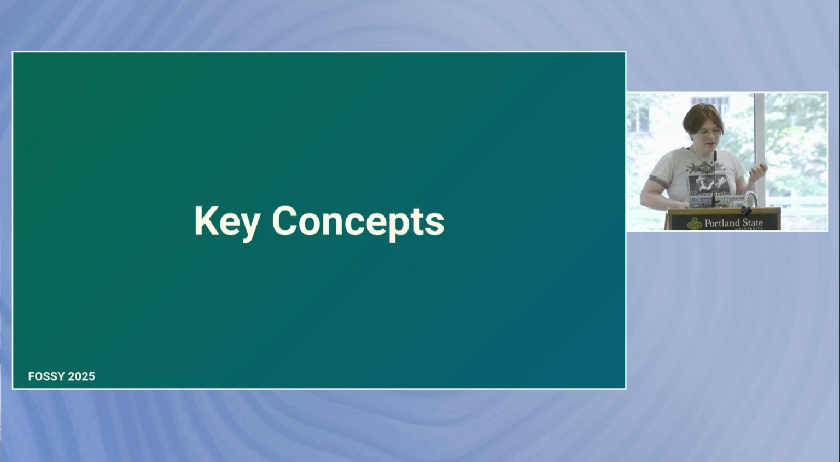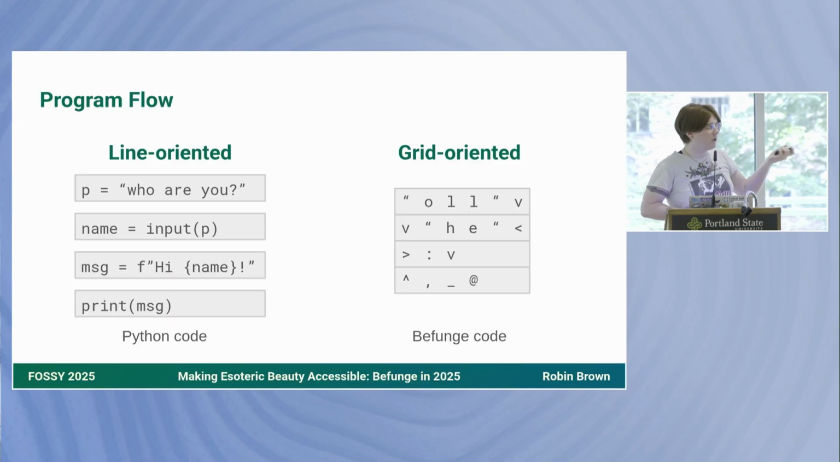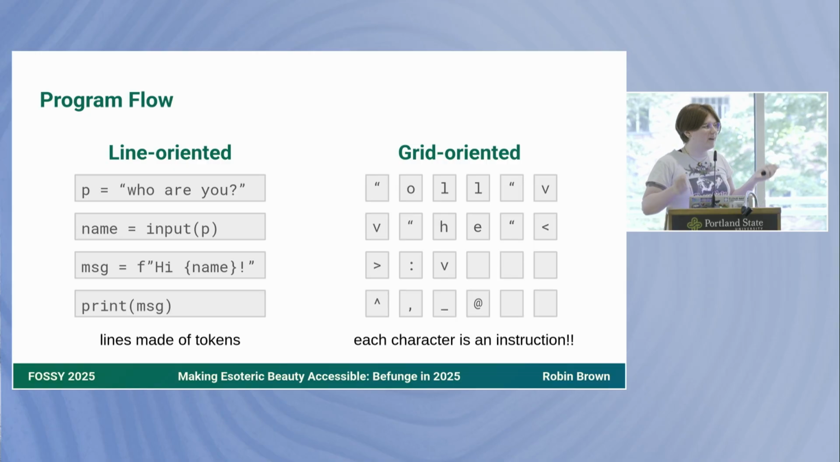So in terms of key concepts of Befunge, first of all, most conventional programming languages that you've ever used are line-oriented. Your program is made up of a sequence of lines, maybe statements and expressions. In Befunge, however, you have a grid. Every character in your Befunge program is in its own cell and is its own instruction or can act like data. So you don't have lines of tokens, you have grids of cells. That's the structure we have.